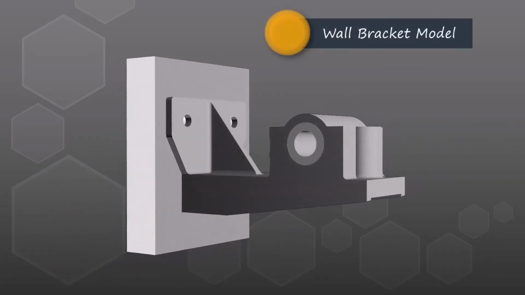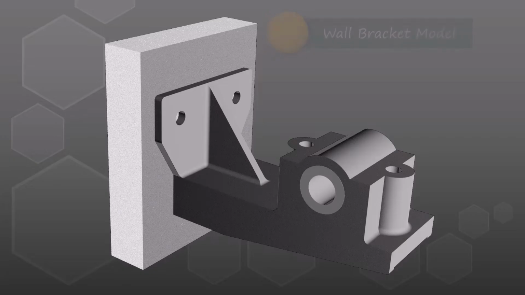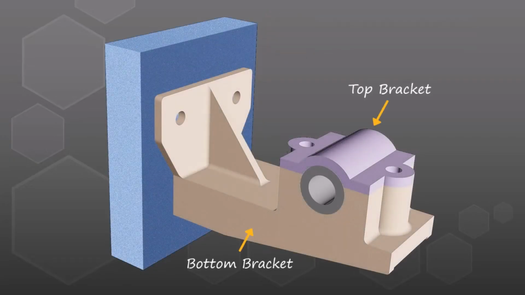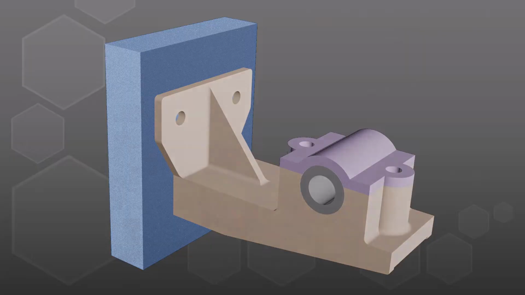Now, let us use a simple example of wall bracket geometry to understand these two methods. We have divided the bracket into two parts, top and bottom. There is a bearing between two brackets and the bracket is mounted on the wall. For demonstration purposes, we are not going to model bolt connections and we will assume that all parts are bonded or glued to each other. We will define the interactions between the components of this model using two methods, one with shared topology and the second with contacts.